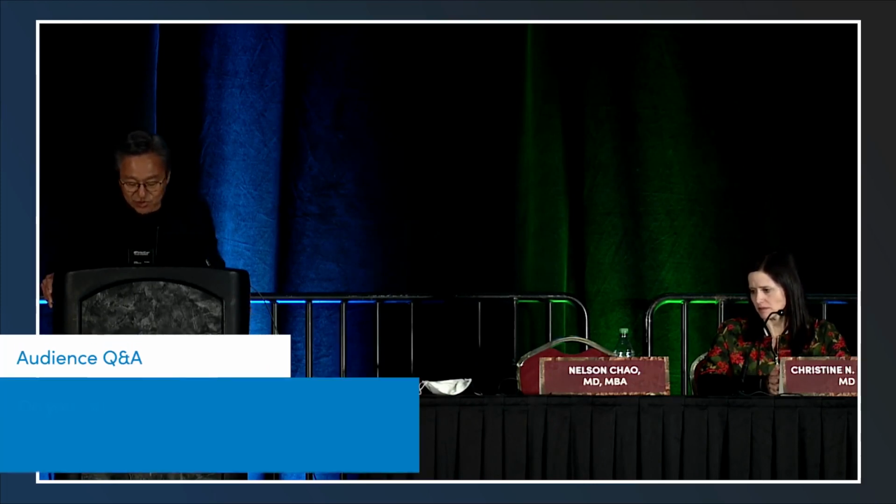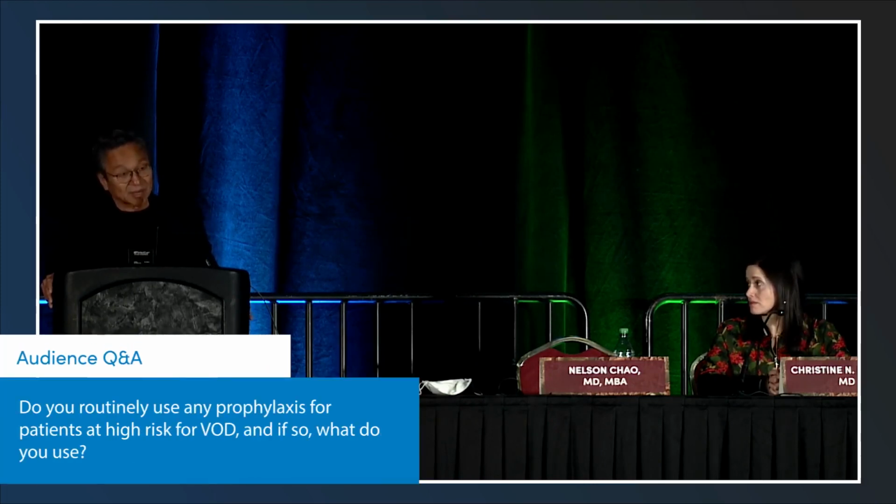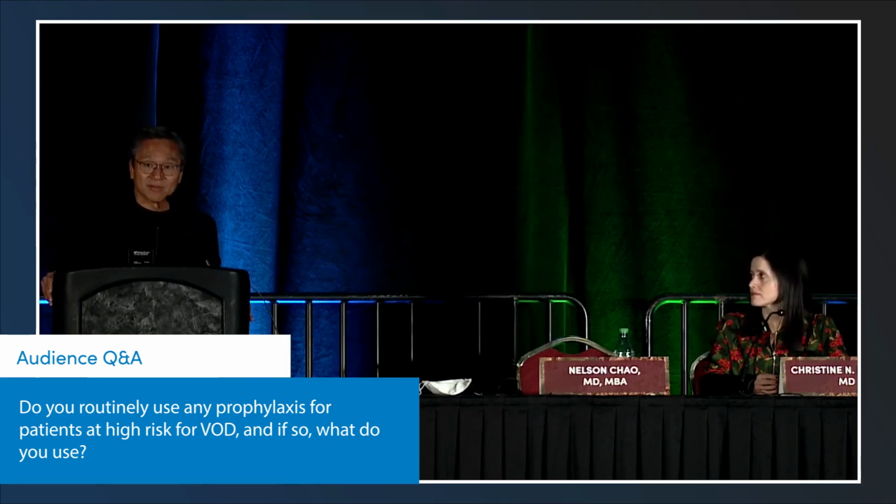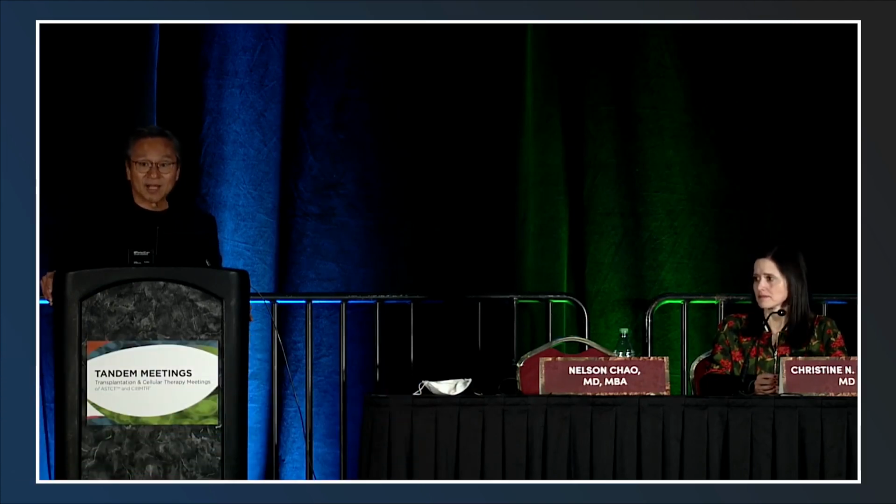So another question is, do you routinely use any prophylaxis for a patient at high risk for VOD, and if so, what? For the adults, if we have somebody who just got anatuzumab, we will try to get defibrotide for them as prophylaxis. Of those who have very high risk, what Christy showed earlier, a 10-fold higher risk of VOD, we will try to get the drug if we can.